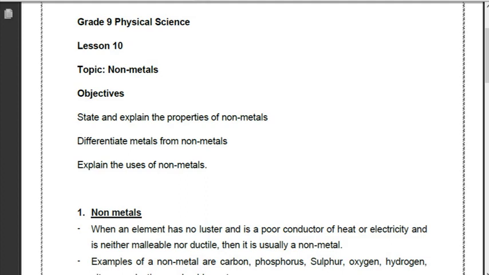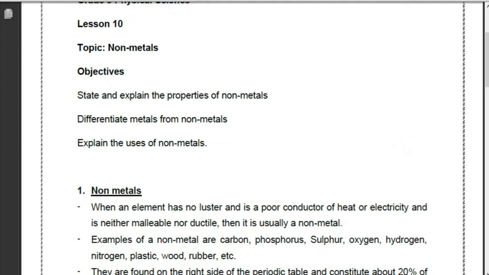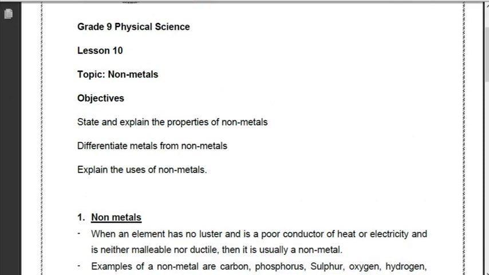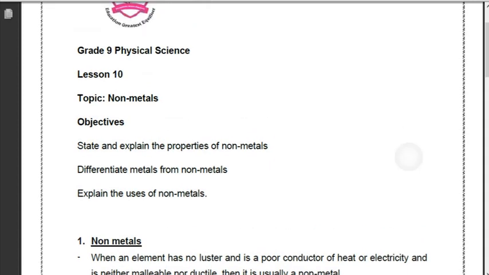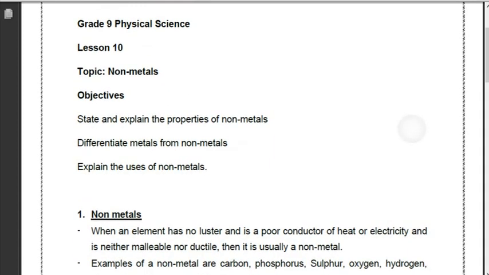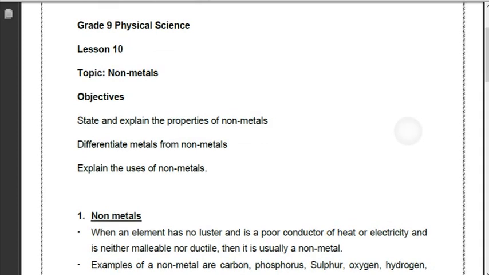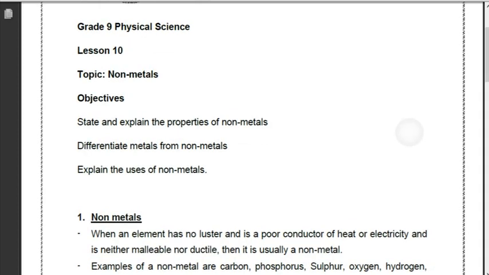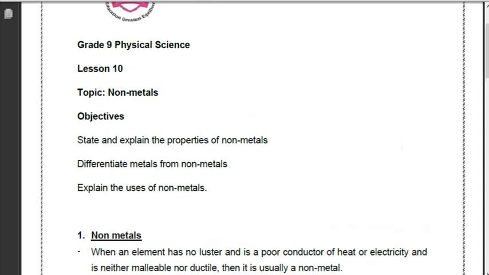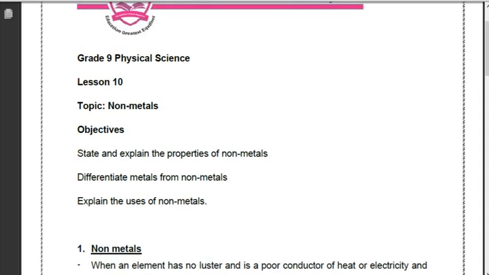Today we're going to be looking at nonmetals. In the previous lesson, which was effectively a combined lesson 8 and 9, we looked at metals. We talked about the properties of metals, we talked about alloys, then we looked at the reactions of those metals with acids, with oxygen, with water. We saw different reactions. We're going to do the same thing now for nonmetals.